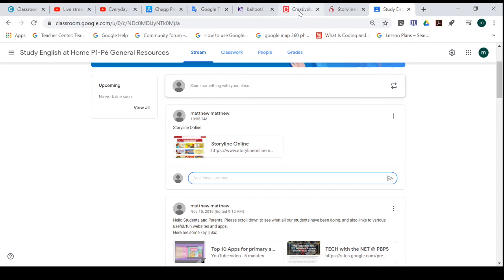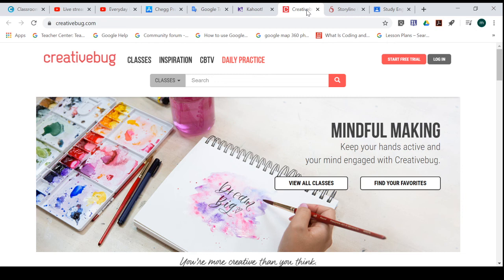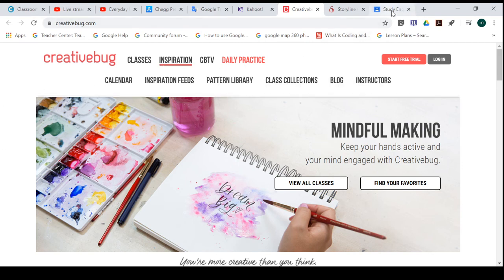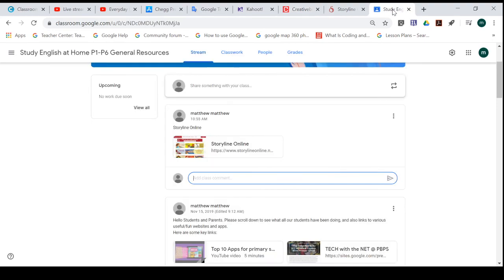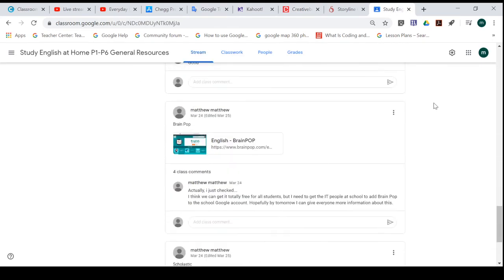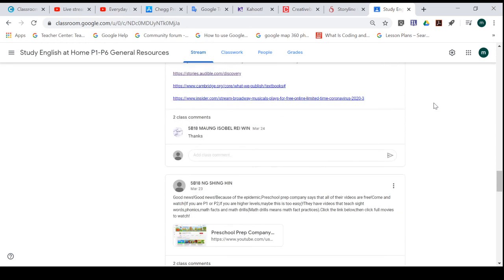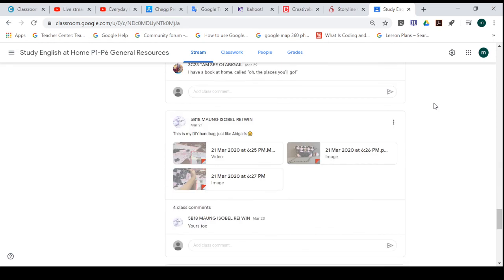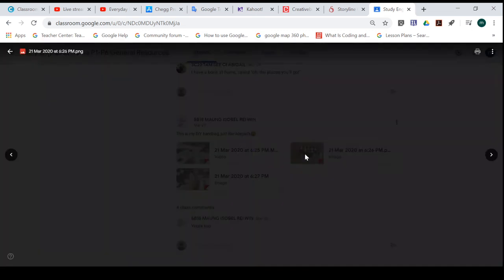The second one, have a look at this one. This is for our creative students. And we do have a lot of you guys who are creative students. Now, if I just go back into Google Classroom and go down, quite a few of you have posted pictures. For example, last week, I think that was Isabel, she made a bag and she posted the picture. She made it. Yeah, look at this.